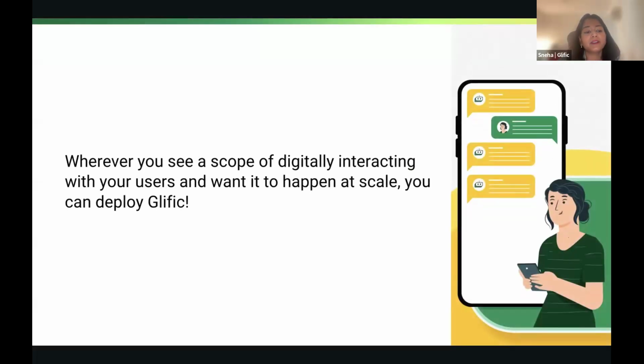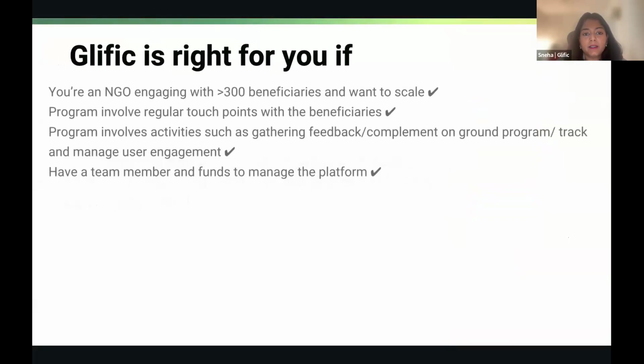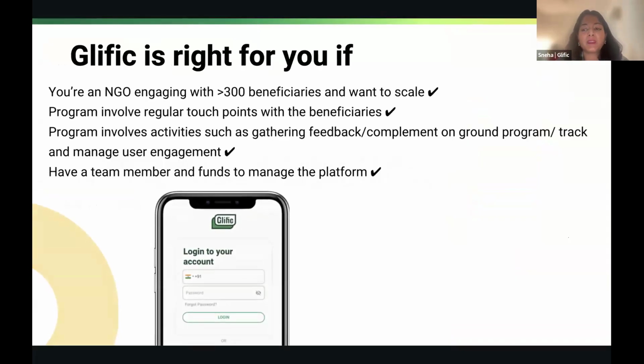Okay, so basically whatever you see here, it's not limited to only these five or six pointers. The scope, the potential is immense. So wherever you see a scope of digitally interacting with your users, and you want to make it at scale, you can deploy Glyphic. I'm actually on the last slide, and I'll then hand it over to Thomas.